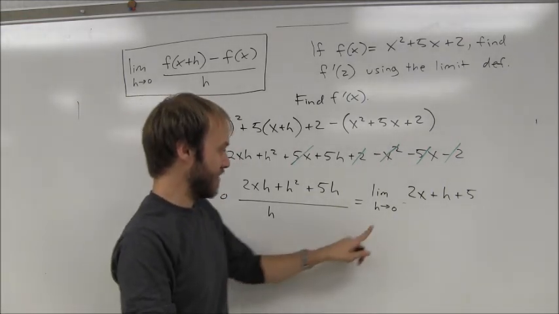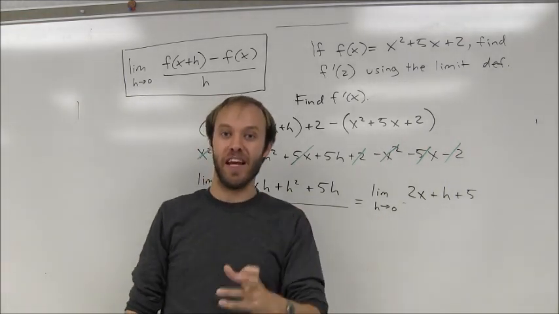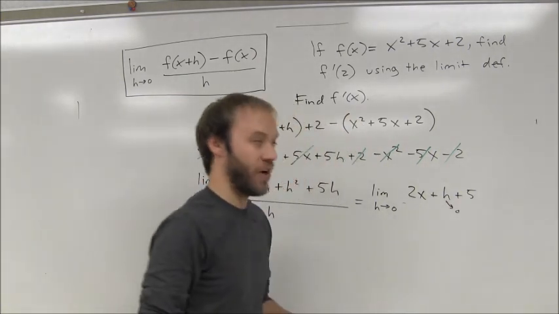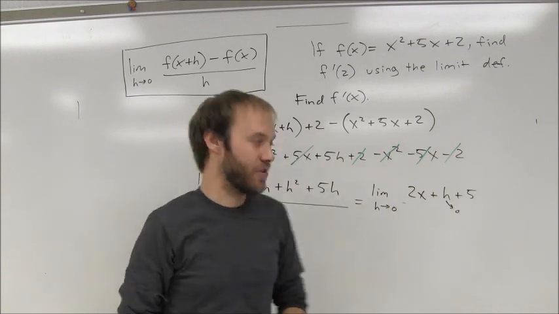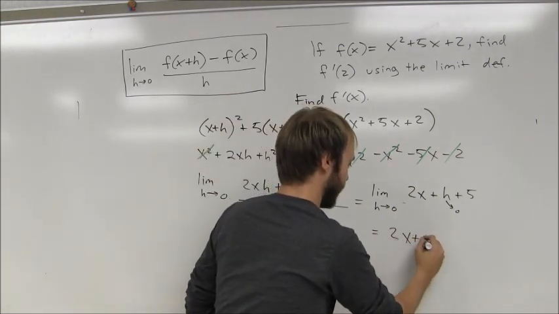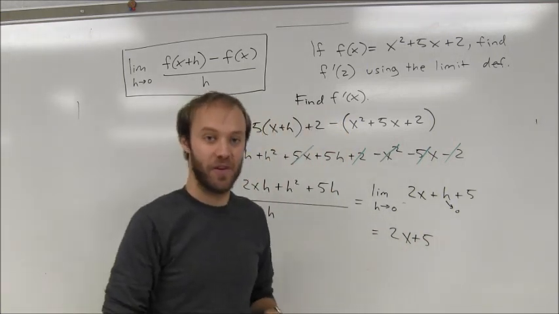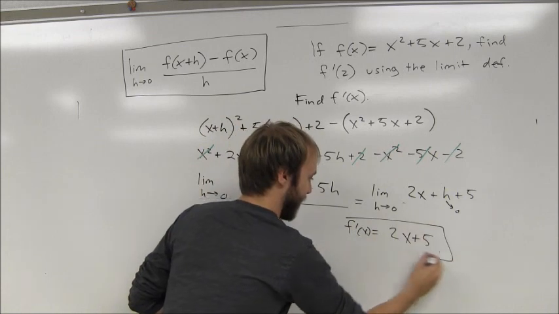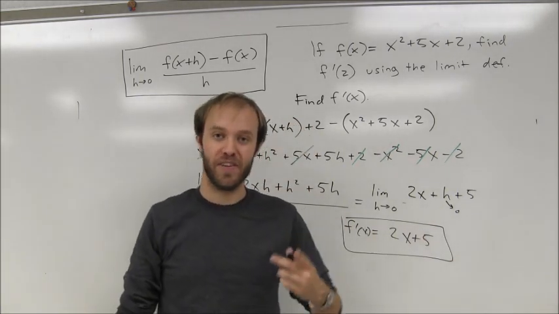Okay? Well, still need to find the limit. Notice there's now only one h value left in this equation. So I substitute in an h value of 0. H goes to 0. That disappears from the equation. And I'm left only with 2x plus 5. This is my derivative value. This is my f prime of x. And that is my general derivative equation.